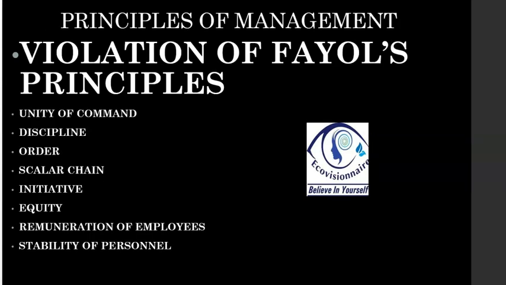Chapter number 2, we are expecting a question on violation of Fayol's principles, and the most important principles given below are unity of command, discipline, order, scalar chain, initiative, equity, remuneration of employees, and stability of personnel. Again, you have to identify which principle is being violated and then write few lines about that principle.